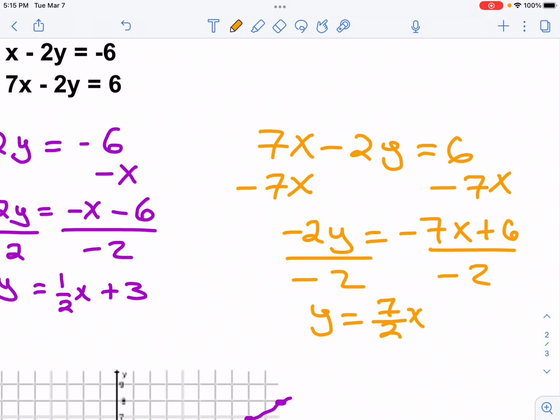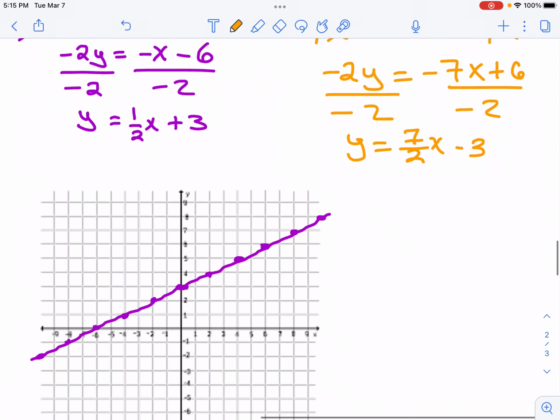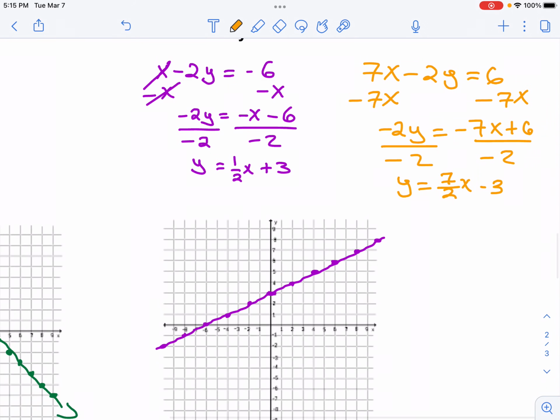Why is it 7 over 2? Because it's a negative divided by a negative, which is a positive. And 6 divided by negative 2 is negative 3. And now guess what we can do? I'll slow down, you guys can pause there if you need to. We're going to now take this, graph it, and see where the lines cross. So we know that the y-intercept is negative 3, because it's our b. So we're going to plot that point. And then we're going to go up 7 and over 2. And guess what just happened? We cross.